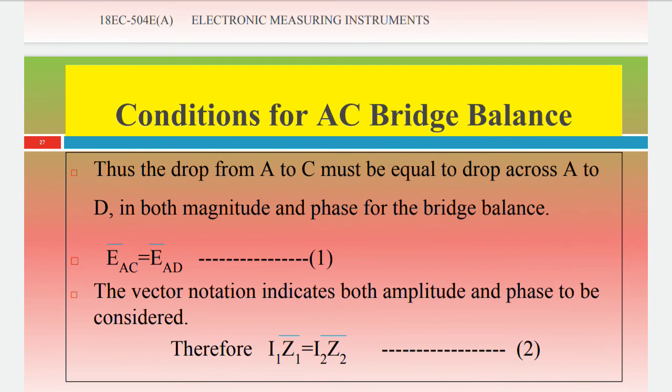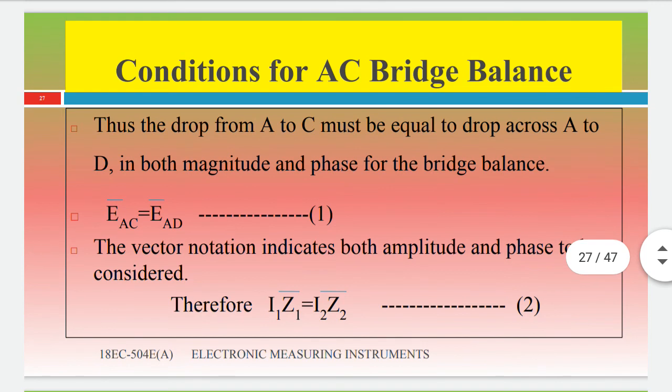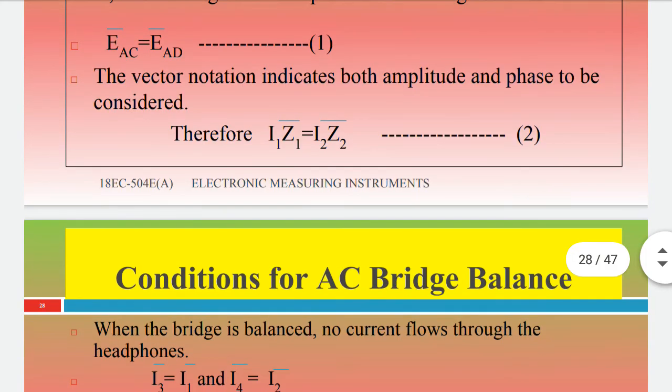The voltage is indicated here with E. Hence, the voltage drop across AC is equal to the voltage drop across AD. This is equation 1. The vector notation indicates that both amplitude and phase are to be considered. According to Ohm's law, V equals IR. Here it is the AC bridge, hence R is replaced with the impedance Z. Hence, I1 Z1 is equal to I2 Z2. This is equation 2.